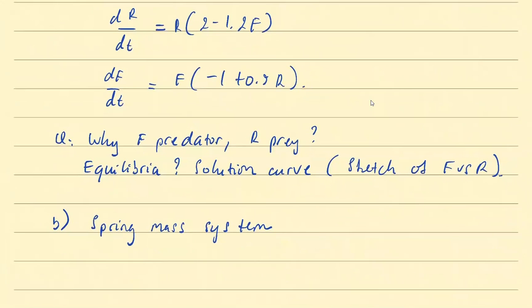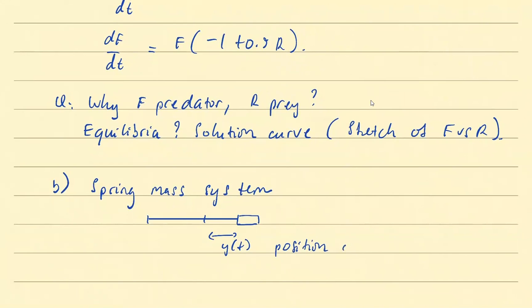For now, all we're looking at is something like this. We have a spring attached to a mass, where what we call y of t is the position of the mass away from equilibrium at time t. And of course, y equal to 0 is equilibrium. So this is a spring like this.